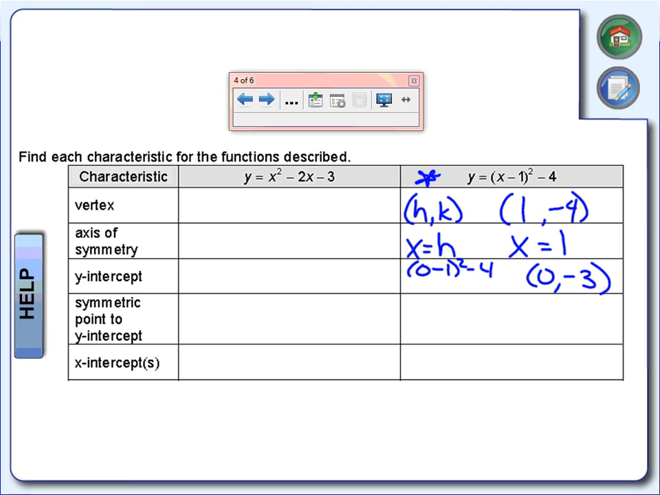To find the last two, we're actually going to use the calculator. We're going to graph this so we can look at it. So go to your calculator and enter the actual equation right here. In Y equals, you're going to type in X minus 1 squared minus 4. Make sure you're using the parentheses. Then you're going to graph it.